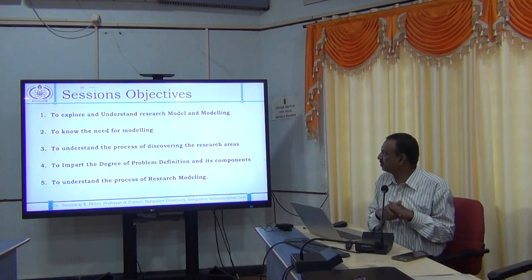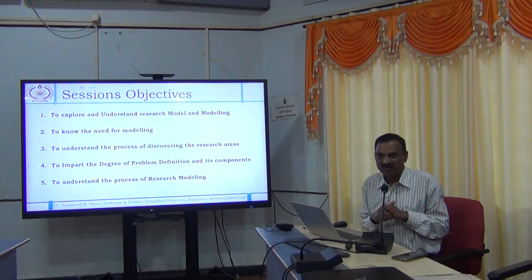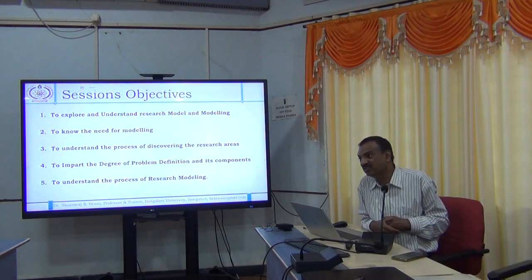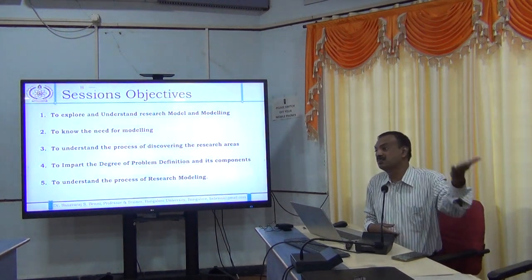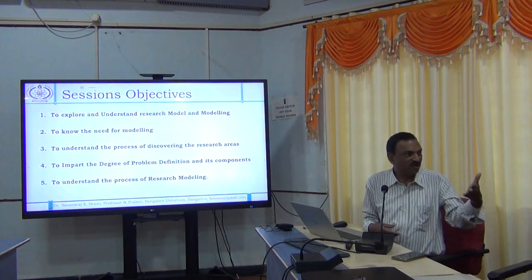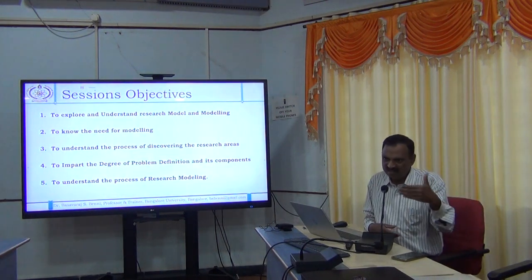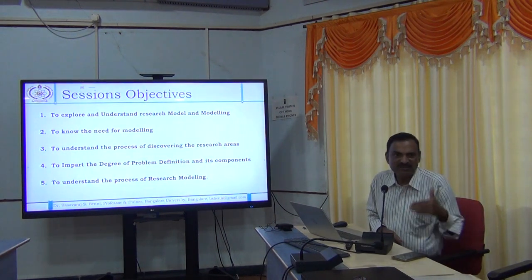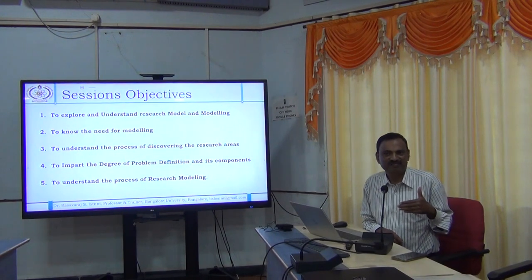Then, to understand the process of discovering the research area, which area I can pick up for research, research model and research modeling. What are these three points? Research, research model, research modeling. What is the difference? Be quick.